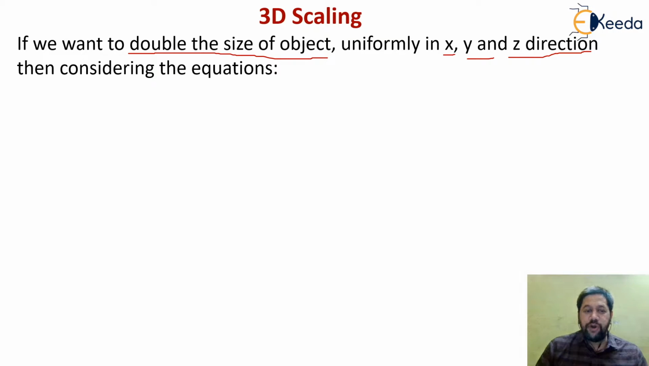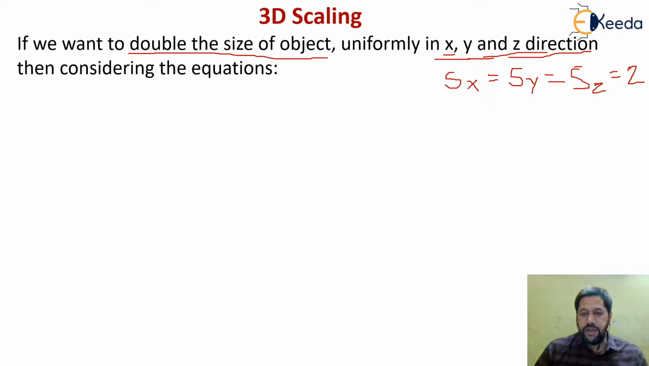So what this indicates is that I want to use the value of Sx, the scaling factor in the x direction, as well as the value of Sy, the scaling factor in the y direction, as well as the value of Sz, the scaling factor in the z direction. All the scaling factors I want to put equal to 2 because I want to double the size of the object. Getting me? If I want to double the size of the object uniformly in x, y, and z directions, my values of Sx, Sy, and Sz are equal to 2.